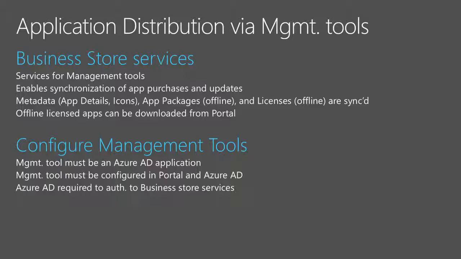Now, the second part is that we are also going to enable the download of offline licensed applications directly from the portal itself. So if you don't use a management tool or you have constraints on how your management tools can synchronize, you'll be able to grab all that data directly from our portal. Now from there, there's another part, and I'm going to speed up a little bit, which is the ability to configure management tools.